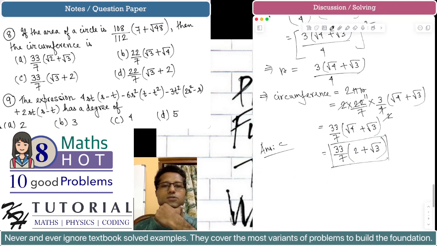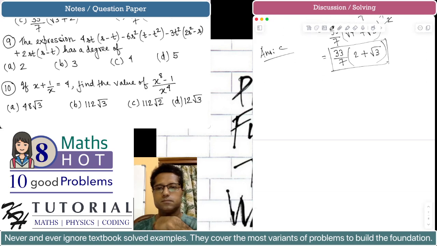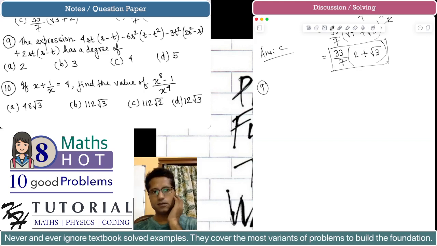Okay, let's do problem number 9. The expression, okay, so an expression is given where it is a product of some monomial and binomial and their subtraction and addition has a degree of. We have to find the degree of the given expression. So first we have to simplify.